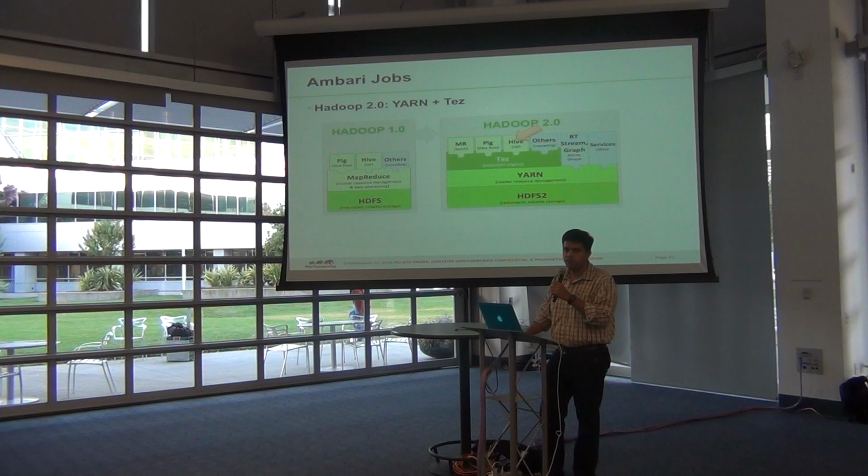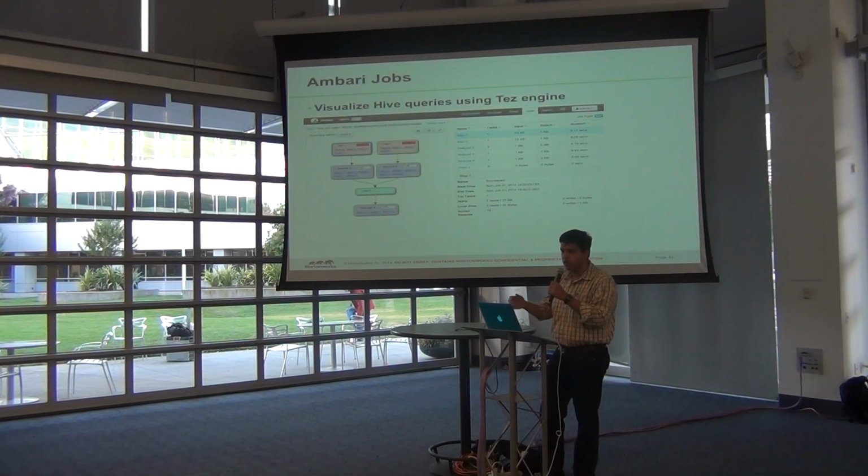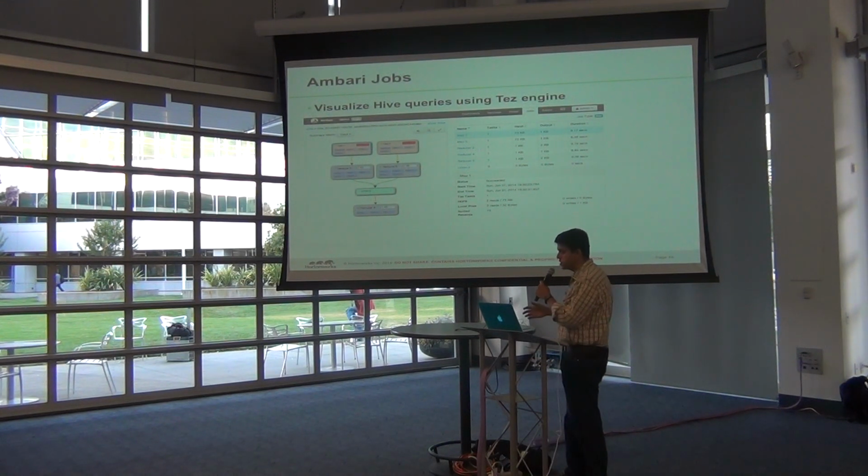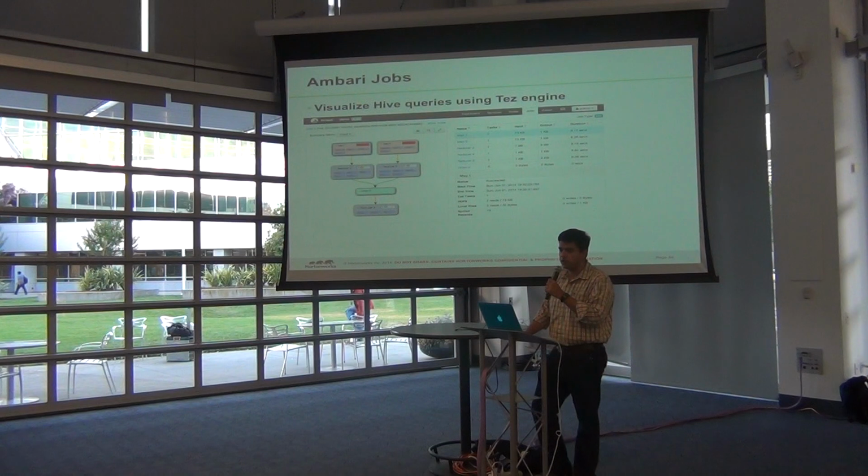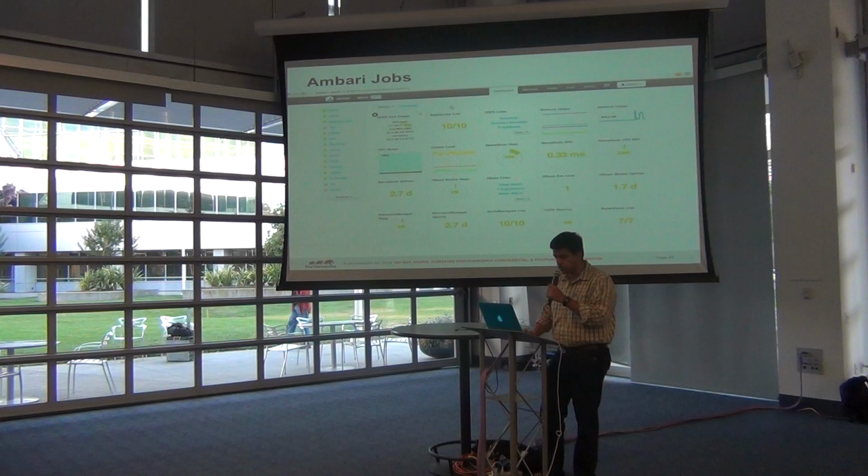When you run Hive queries on this, you're going to see a visualization of how that particular Hive query ran. So you will see something like this. This is the Hive query that ran, and you can see the Tez tab, and all the edges and the different types of vertices, all the Hive operator plans, the number of executions, and all that. So I'd like to give you a quick demo of it.